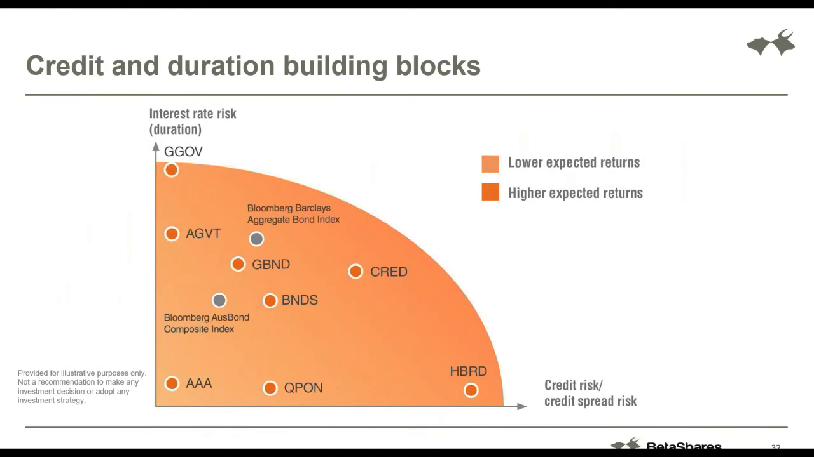And just for example, we cover all the major duration and credit building blocks within our suite. So if you want floating rate credit, you have Bank FRNs via QPON, or you can roam the capital structure via HBRD. Whereas if you want pure duration, you've got AGVT, you've got GGOV. Or if you want something in between, a little bit of credit, a little bit of duration, you've got GBND, you've got CRED. Or if you want a high quality active solution with a manager with a proven track record, there's BNDS.